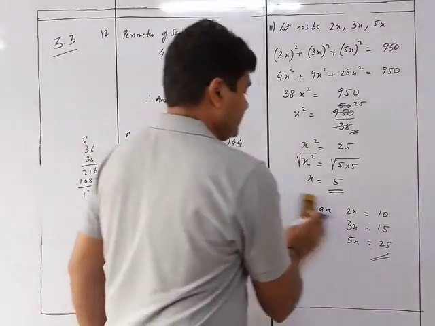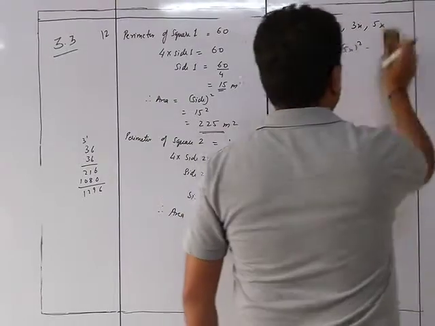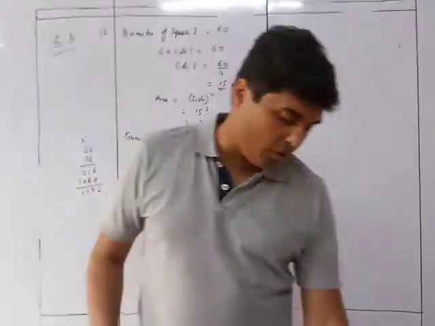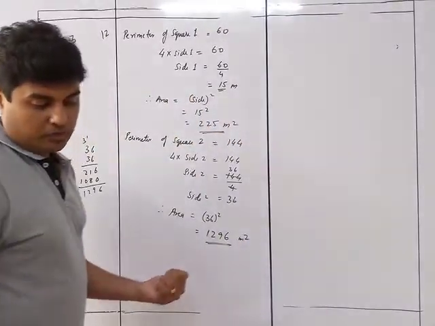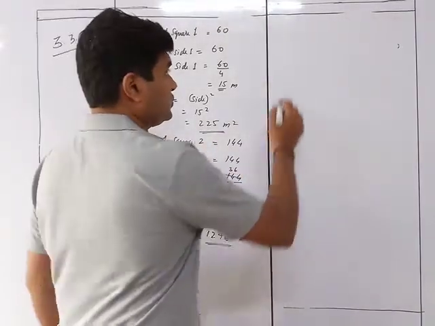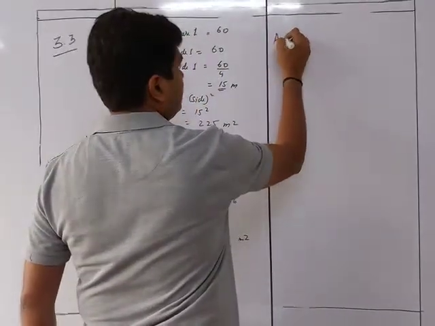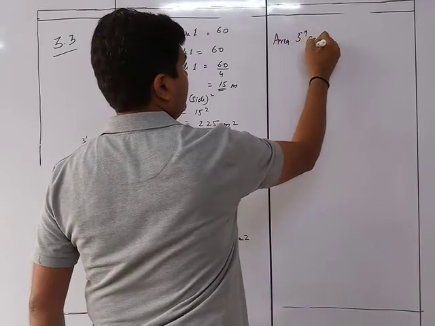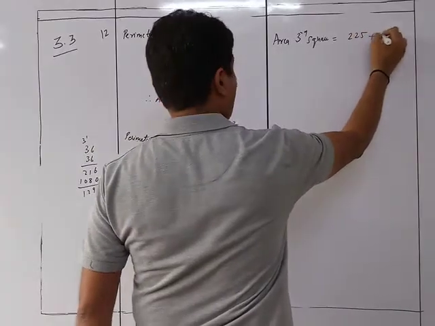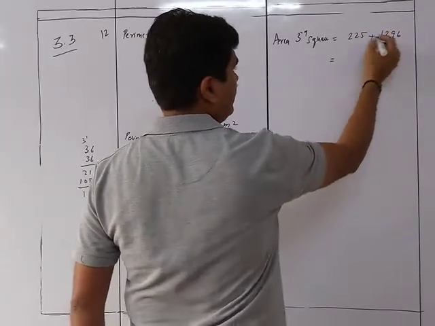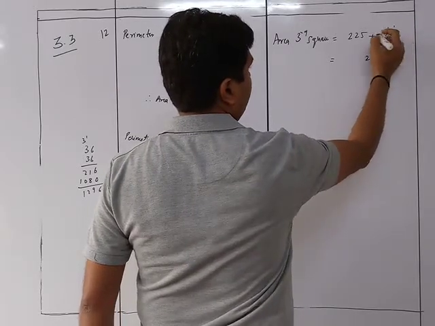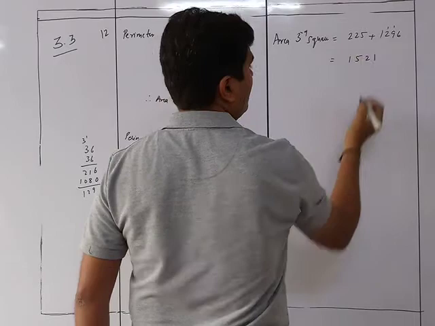Now we go further. They asked us that there is a third square which has got the area equal to the sum of the first two. Find the perimeter of the third square. So first we'll find out the area of the third square. So area of the third square is equal to 225 plus 1296. That will be 1521.